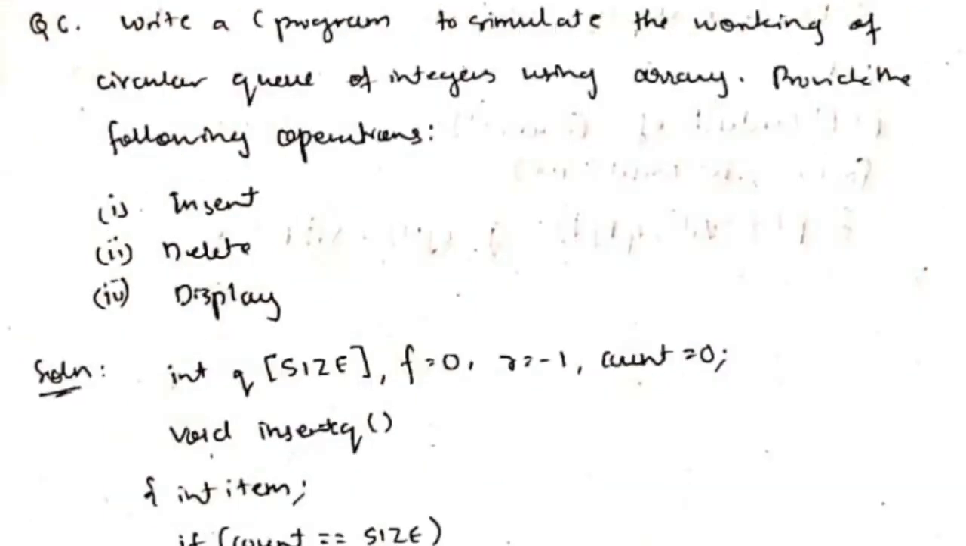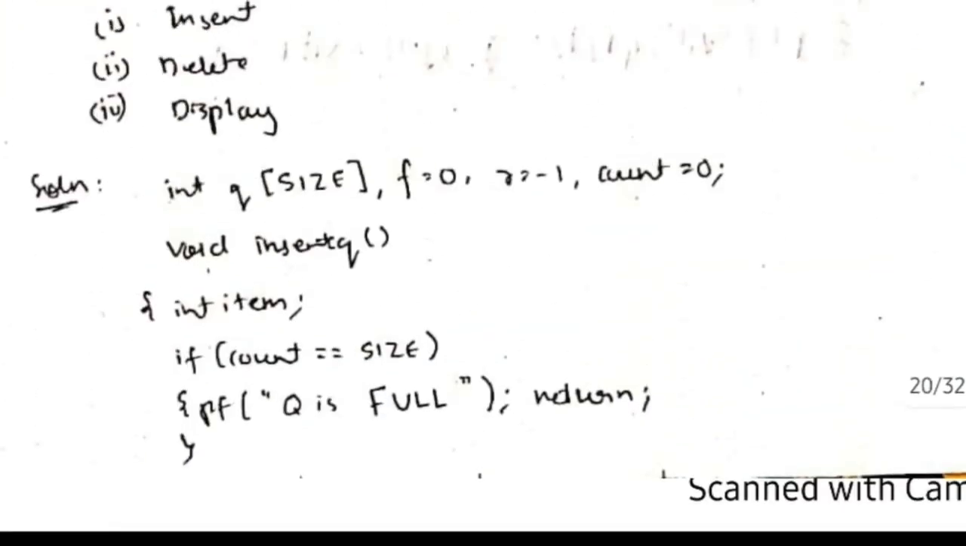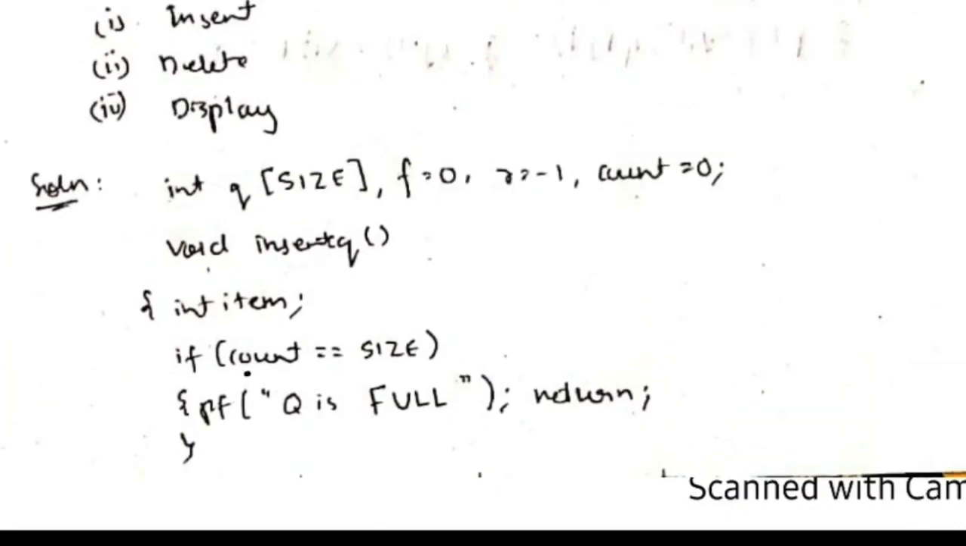So in this question we have been asked to write the code for insertion, deletion and display. Okay, so here is the code for insertion. First you will check if count is equal to size. At that time the queue is full. If it's not full, you will increment to the next location. The line of code for finding the next position is r = (r + 1) % size. By that you will get the next location. In that next location we will store the item.